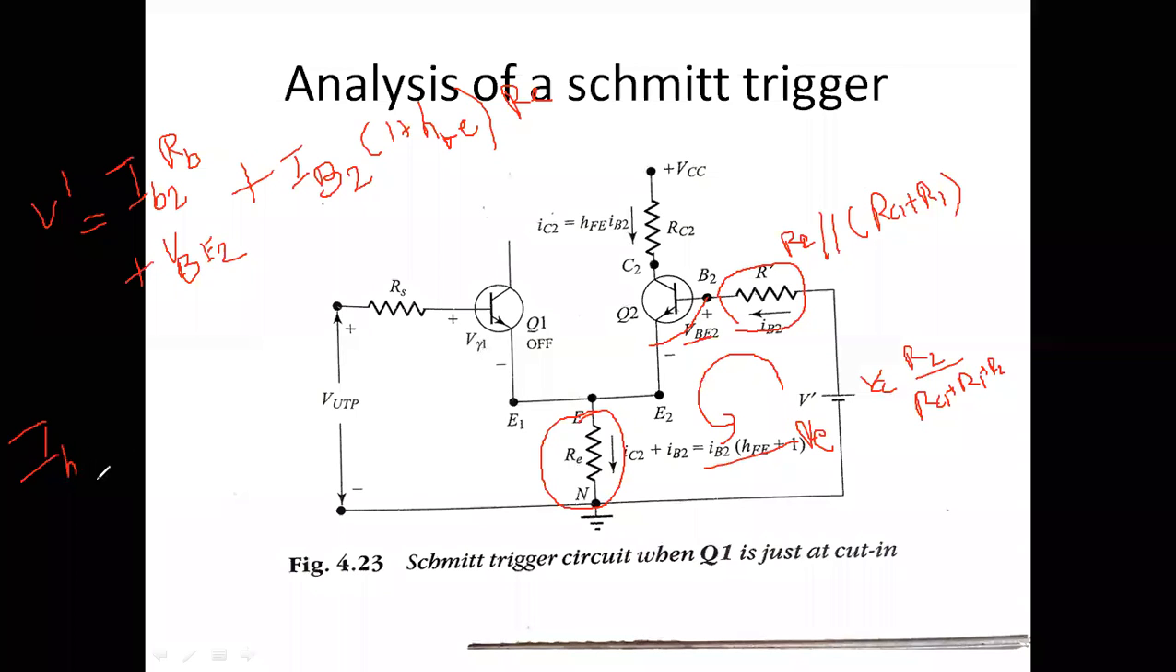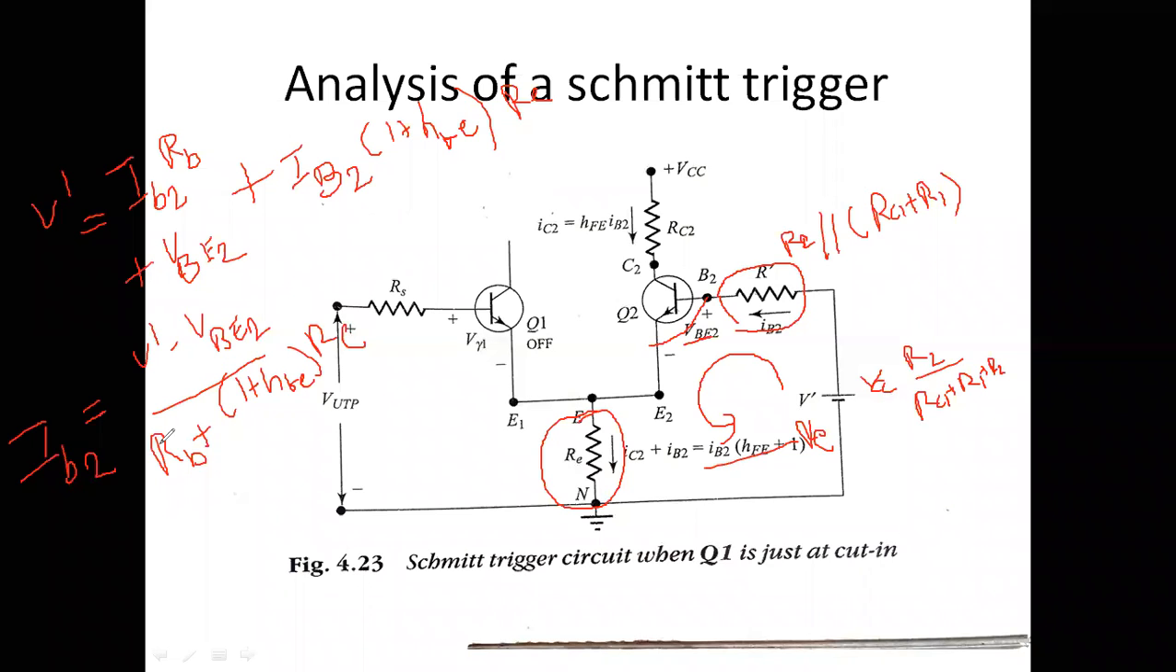Okay, that is IB2 equal to, I can write as V dash minus VBE2 divided by IB. If you take common, RB plus 1 plus HFE into RE. Okay, 1 plus HFE RE. I think so. Up to now you are understanding.